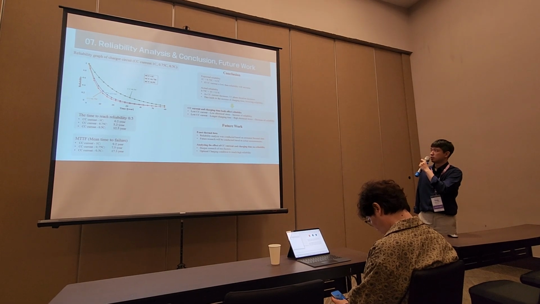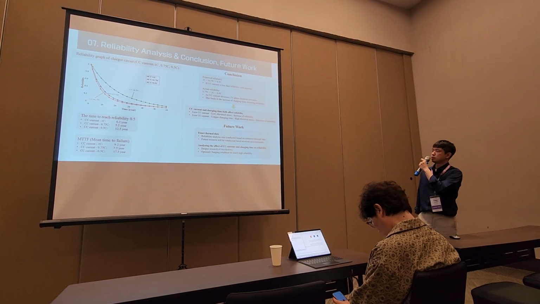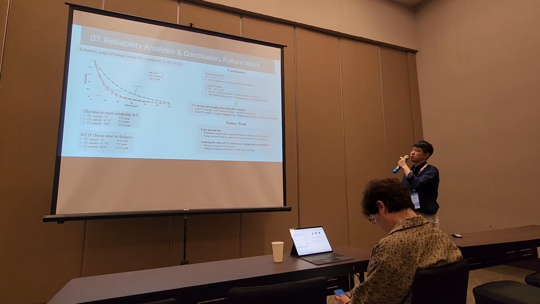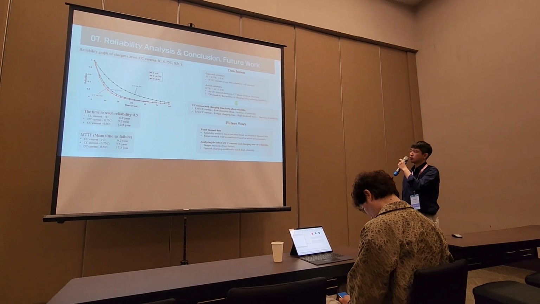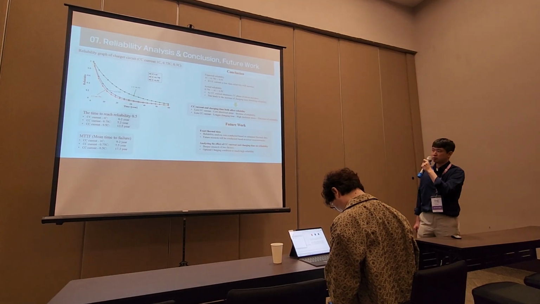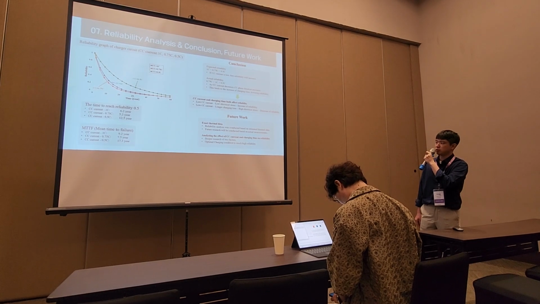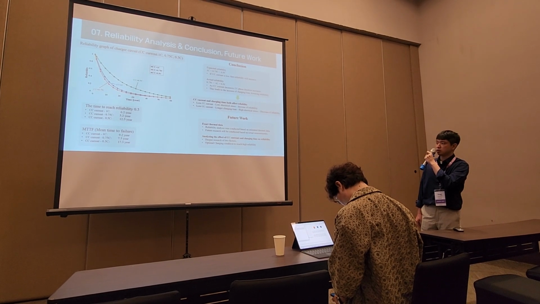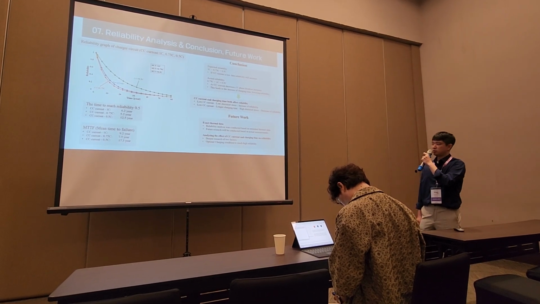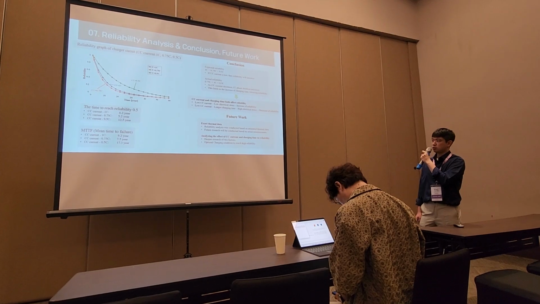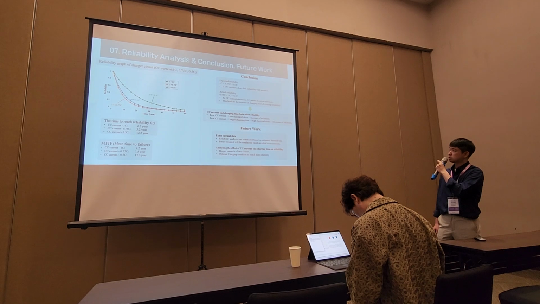And this is the reliability analysis and conclusion and future work. This is the graph of reliability for 1C, 0.75 C, and 0.5 C current. The time to reach reliability of 0.5 was 6.2, 5.2, and 0.5 for 1C, 0.75 C, and 0.5 C current. And the MTTF, which means mean time to failure, was 9.2, 7.5, and 17.3 respectively.